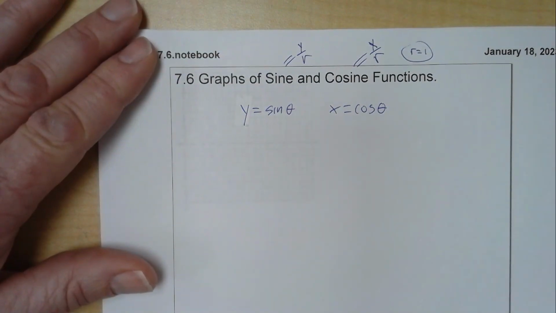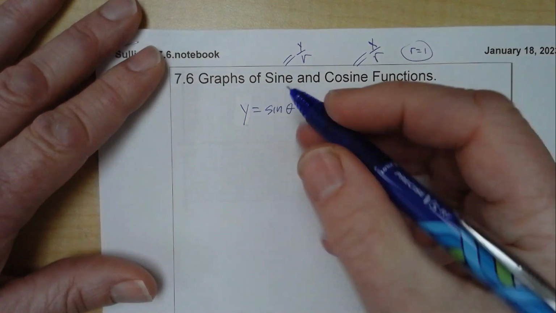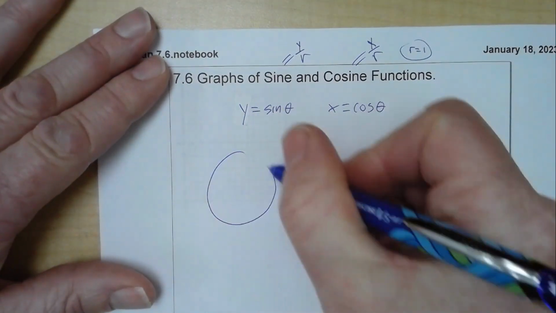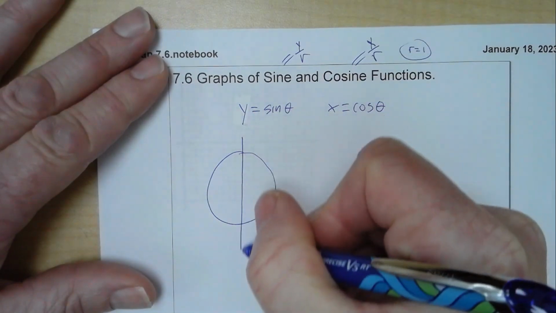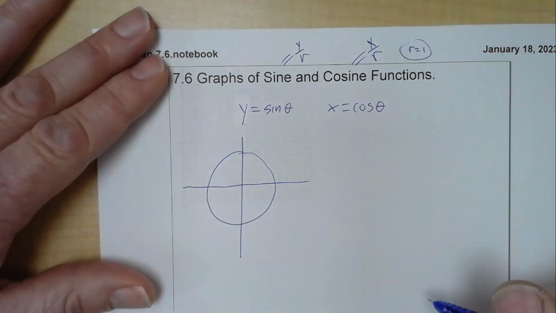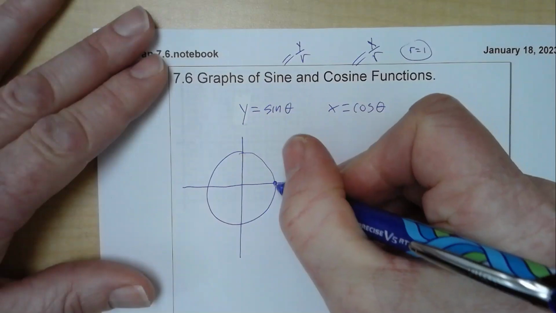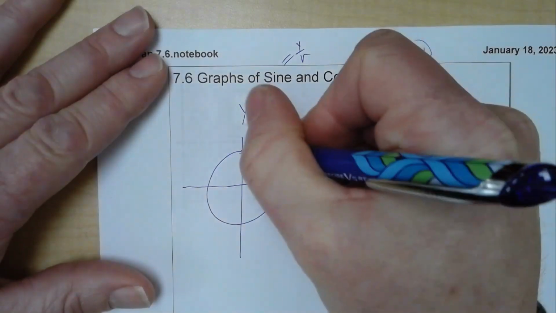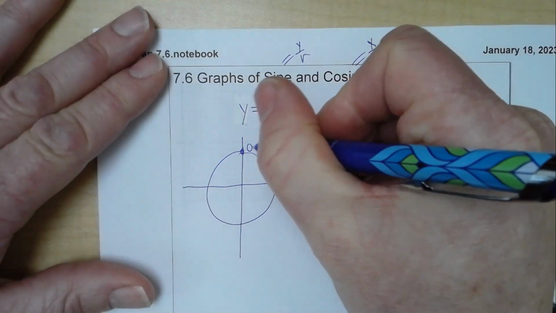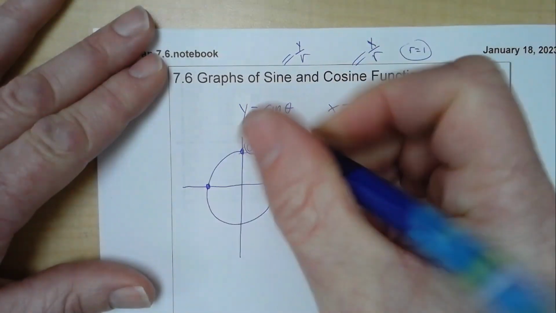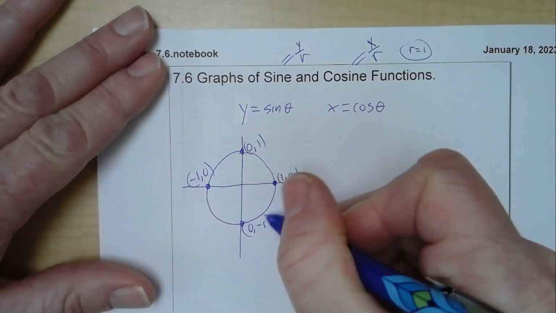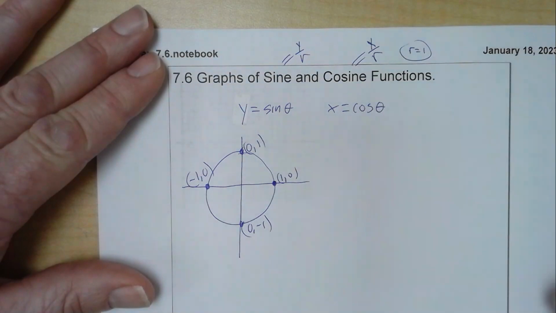So let's make ourselves a picture here. It's always easier to draw the circle first and then put the xy axis through it. So here I have the point (1, 0). Here I have the point (0, 1). This would be (-1, 0), and (0, -1). Remember, I go around the circle in this direction.